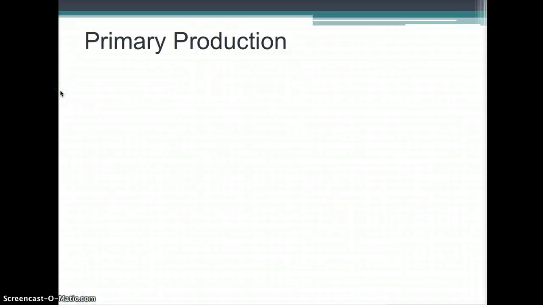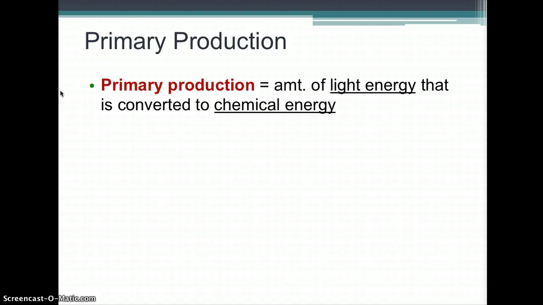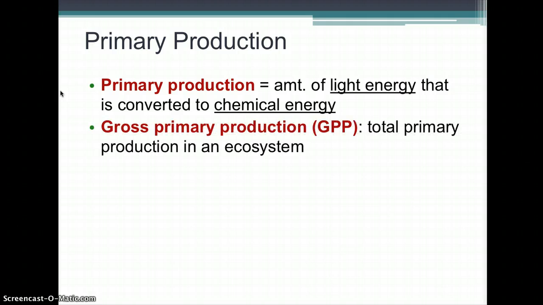Okay, so we're going to look at the rest of chapter 55. To start off, we're going to look at primary production, which is the amount of light energy that is converted into chemical energy. Total primary production in an ecosystem is known as the ecosystem's gross primary production, or GPP. This is the amount of energy from light, or chemicals in chemoautotrophic systems, that is converted to chemical energy of organic molecules per unit time.